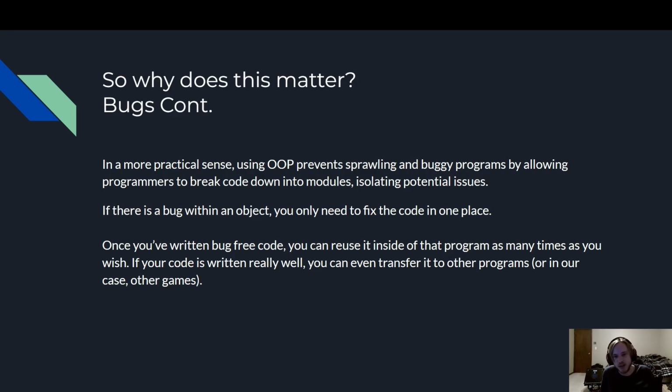If there's a bug within an object, you only need to fix the code in one place where you wrote that object. Once you've written bug-free code, you can reuse that object as many times as you'd like inside of your program. If your code is written really, really well, you could even transfer it to other programs or projects, or in our case, other games.